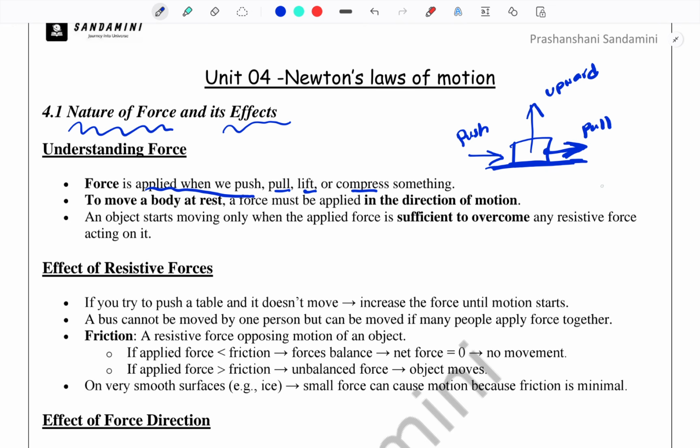And compress. You can keep something which you can compress easily, like a chewing gum or something. Then you are giving a downward force. What happened? It compresses against this table or any surface. So that is basically a force. So these are the ways of applying a force. It can be a push, a pull, a lift or a compress.